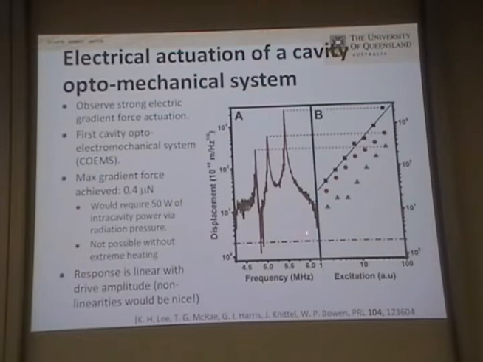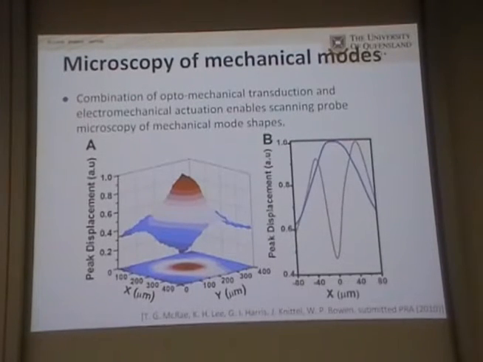The other comment is, I'd really like to increase the excitation voltage. I'd like these traces to go nonlinear because I want to start seeing nonlinearities, but we haven't yet. So it looks like we need more voltage. I don't think I mentioned this. The point of this is just that if you can optically observe electrically actuated toroids, then you can measure the mechanical response by scanning your probe across the surface of the cavity, just like you would for an AFM.